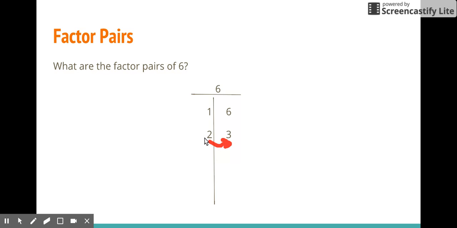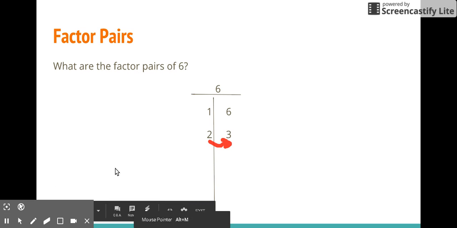If I were to check the next number, in this case 3, I would know that 3 times 2 equals 6, but I already have that on my list of factor pairs. When I get to a turnaround fact like 2 times 3, I don't have to go any further. I've already done all of the work, and I've been able to identify all of the factor pairs.